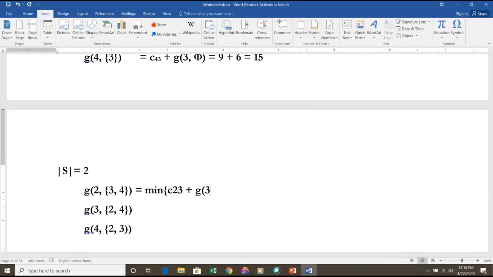What is S minus 1? Now we have to remove this 3 from S. If you remove 3 from S, what is remaining? 4 is remaining. Which is the other path? It can take a path from 2 to 4. That means cost from 2 to 4 plus g of, starting from 4. If you remove 4 from this set, what remains? 3 remains.